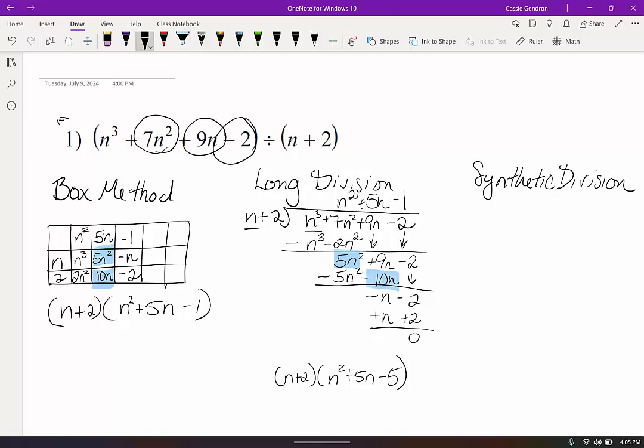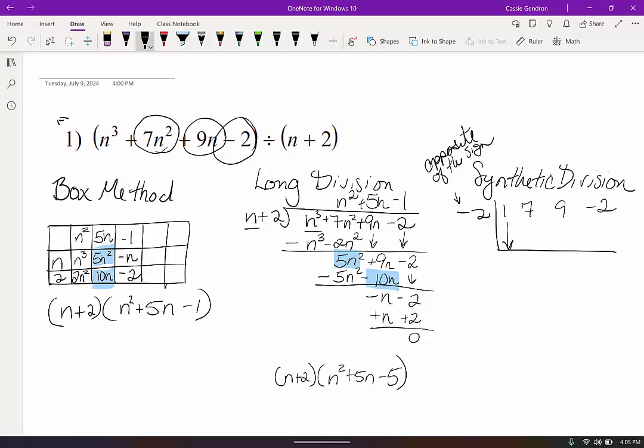Okay, now we're going to do something called synthetic division. I need to make this out here be negative 2. This is always the opposite of the sign. I'm going to draw a box. And I'm going to write all the coefficients of my polynomial on the top line of the box. So I got 1, 7, 9, negative 2.